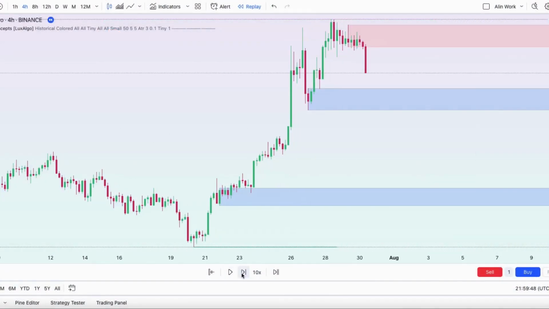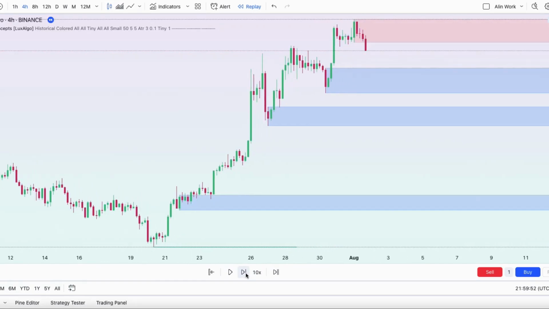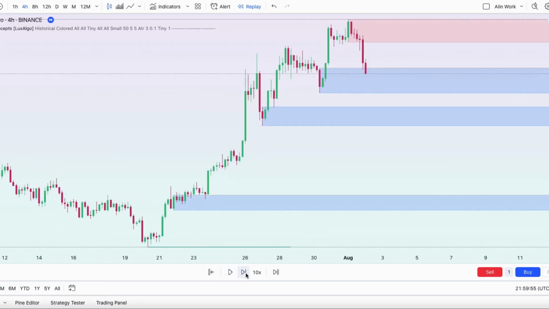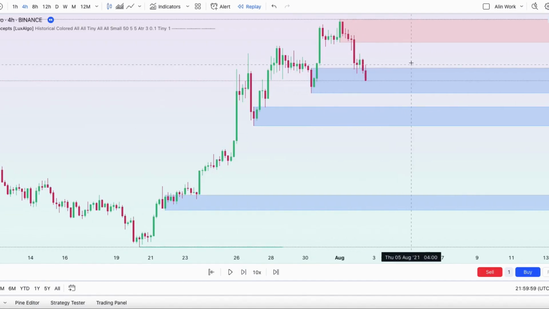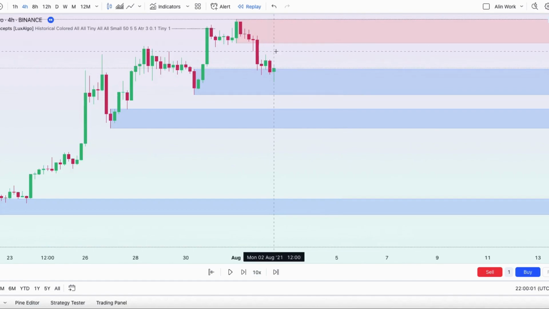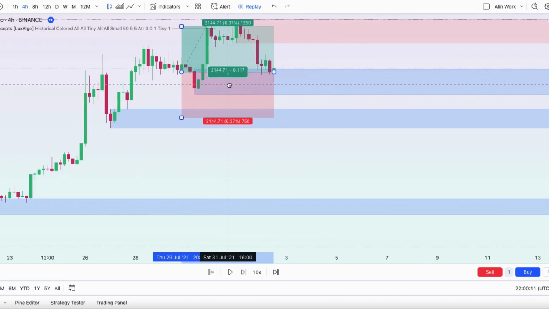Traders often look for supply and demand zones to identify potential levels of support and resistance. When the price approaches a supply zone, traders anticipate that sellers will outnumber buyers, leading to a potential price reversal or resistance. Conversely, when the price approaches a demand zone, traders anticipate that buyers will outnumber sellers, leading to a potential price reversal or support.